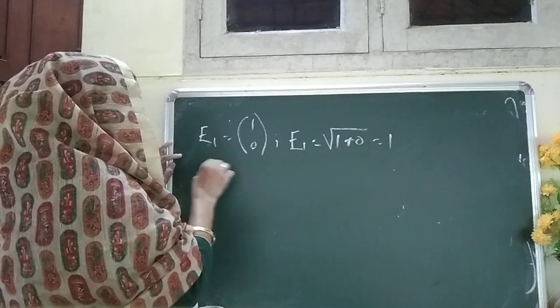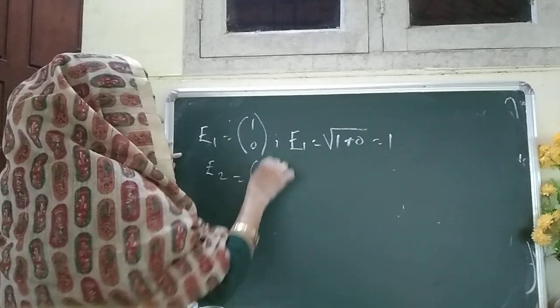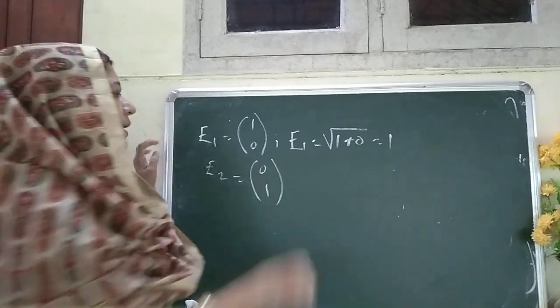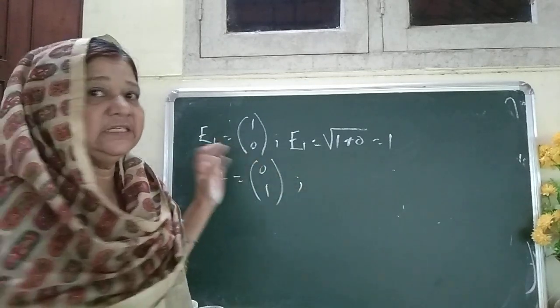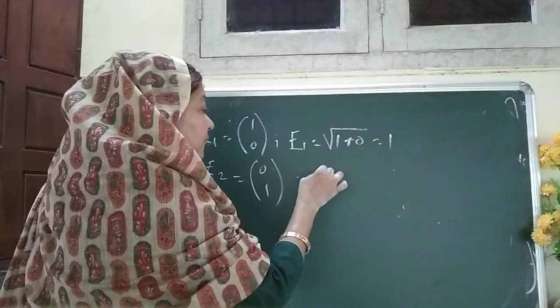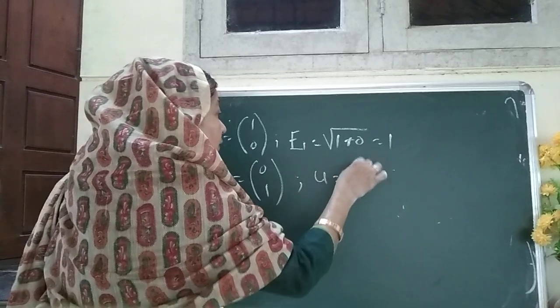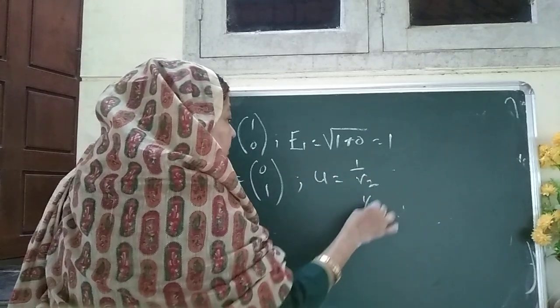Similarly, E2 equal to (0, 1). It is also a unit vector. Again, we can find more vectors. That is, say, u equal to (1 by root 2, 1 by root 2).